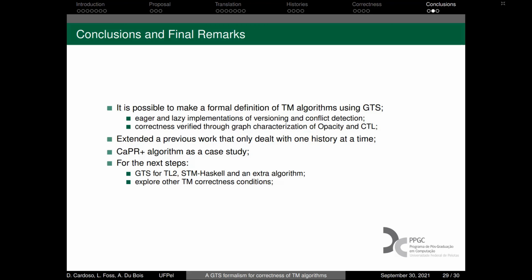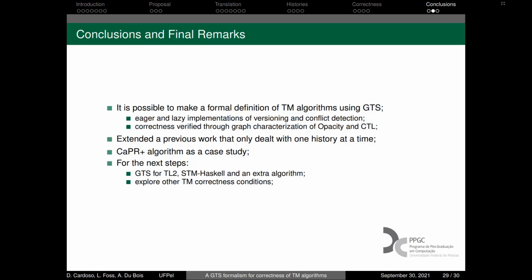For the case study, we managed to prove the opacity of an algorithm called CAPR+. Usually an algorithm makes a full rollback where the transaction aborts. It goes back all the way to the beginning, but this algorithm in specific does a partial rollback. So it's a bit more complex than usual.